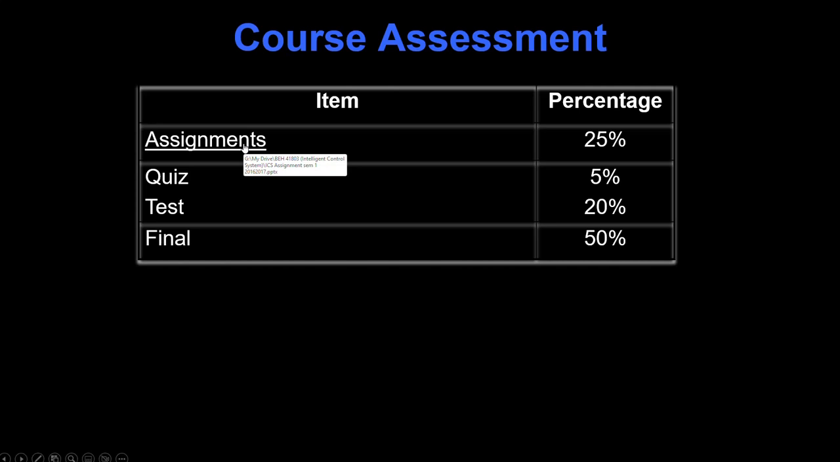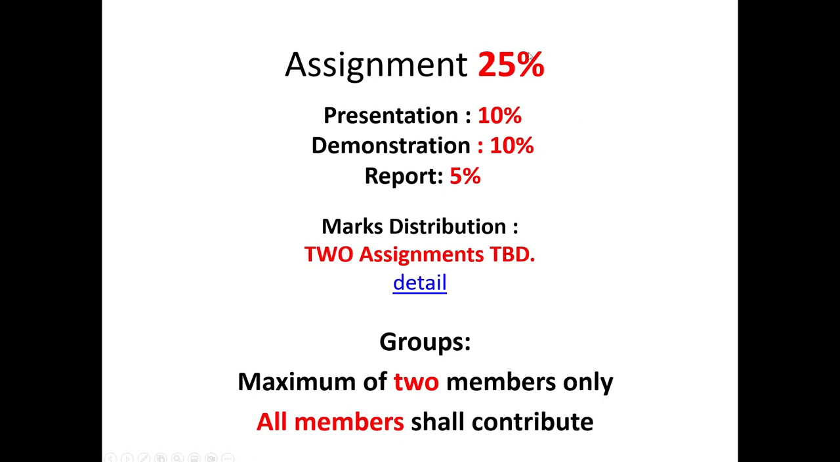Let's look at the details of the assignment. The 25% will consist of three parts: 10% from the presentation, 10% from the demonstration, and 5% from the report. In general, what is the difference between the presentation and the demonstration? For the presentation, you need to have slides, and you cover the details of the theory and how you solve the given problem. In contrast, for the demonstration, you don't need to have slides, but you need to show me how you solve that particular problem.